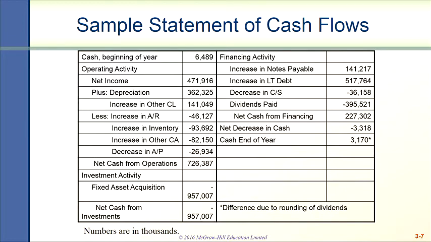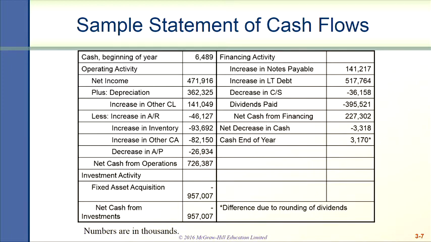227,302. And so when we add everything together, we have a net decrease in cash of negative 3,318. We subtract that from the beginning cash balance of 6,489, and that gives us the ending cash balance of 3,170. So that is the cash flow statement.